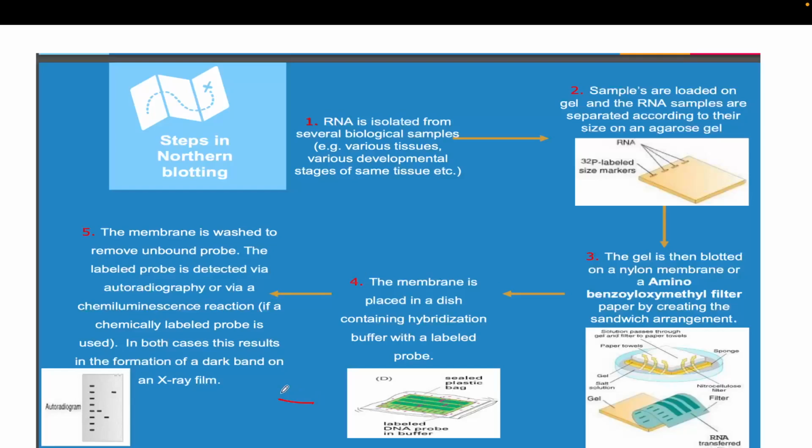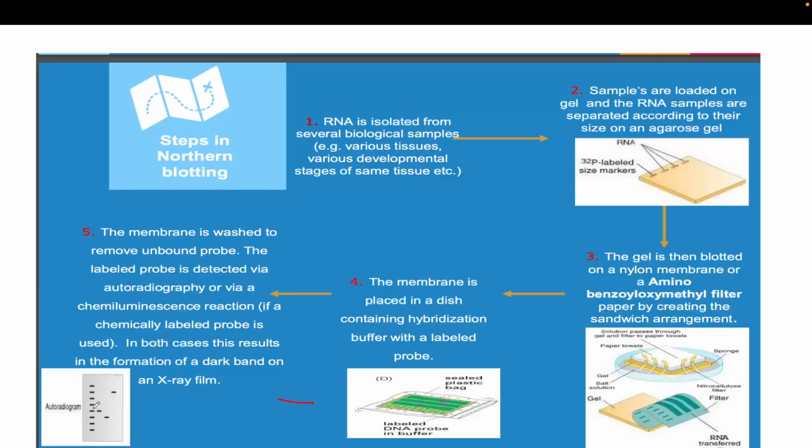During autoradiography, it will show a certain band wherever the probe hybridizes. So this is the autoradiography picture. Wherever the probe is hybridized, it shows a certain type of band, which is detected by the autoradiography machine.